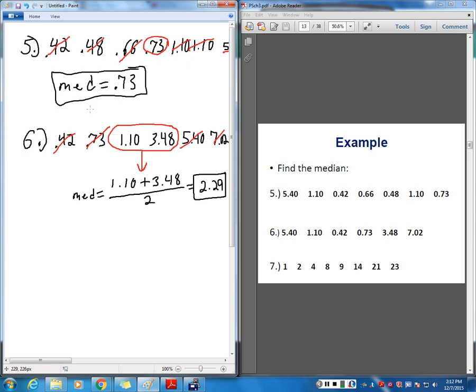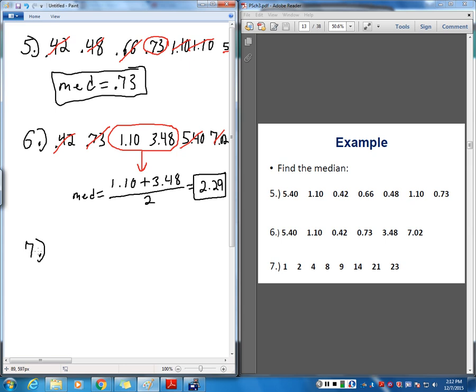Well, what was the difference? In number 5, the median was just there, in the middle. In number 6, I had to add the two middle numbers and divide by 2. There were an odd number of numbers in number 5, 7 to be exact. In number 6, there are 6 numbers. So if you have an odd number of numbers, the median is in the middle. If you have an even number of numbers, the median is in the middle of the two things in the middle, so to speak.